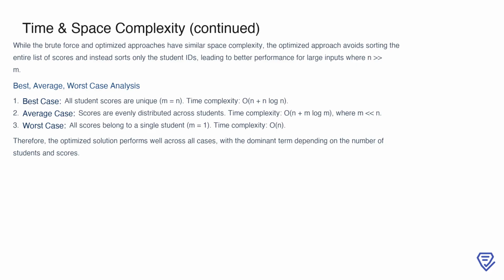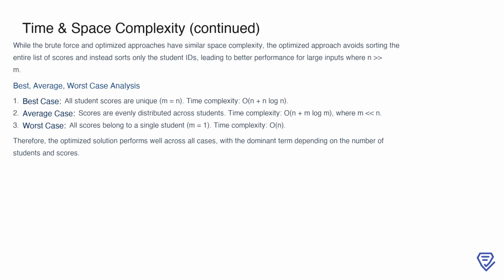Considering different scenarios, in the best case, where all scores are unique and m equals n, the time complexity is O(n + n log n). In the average case, where scores are evenly distributed among students, the time complexity remains O(n + m log m), where m is much smaller than n. In the worst case, if all scores belong to a single student, m equals 1, and the time complexity becomes O(n). This demonstrates that the optimized solution performs well across all cases, adapting effectively to the distribution of scores and students.